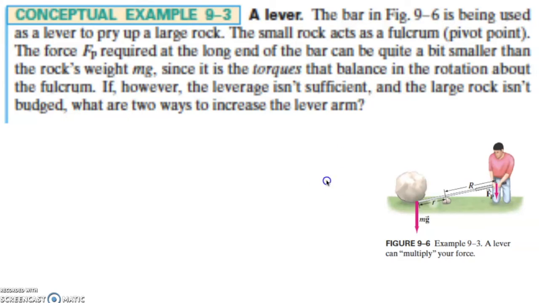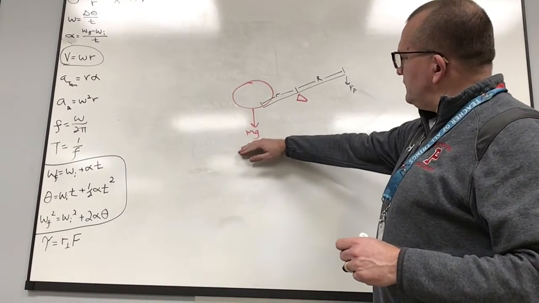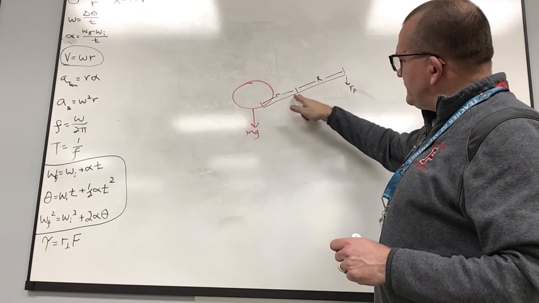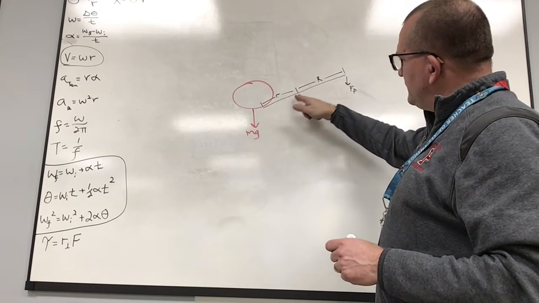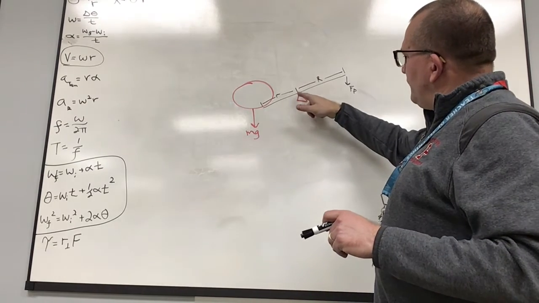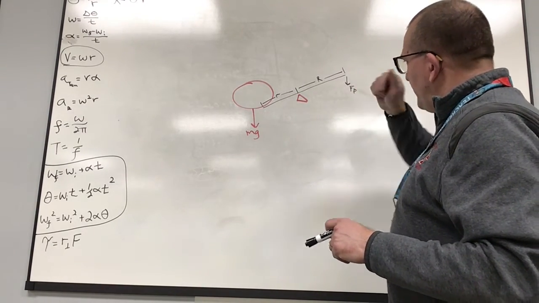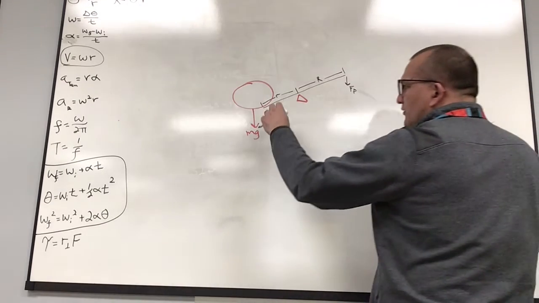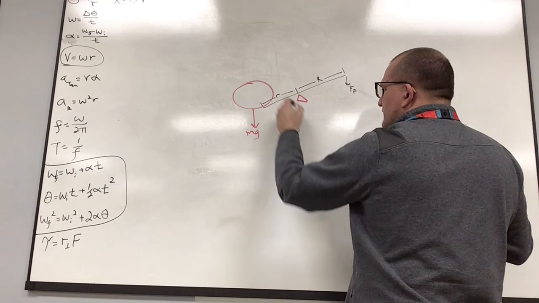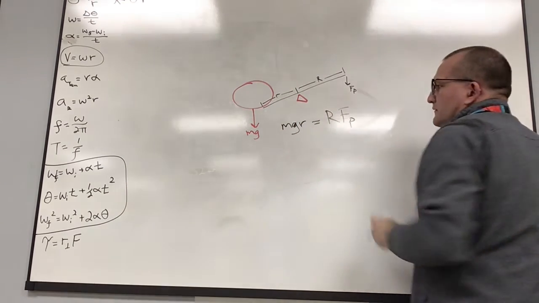All right, so here's our situation. We have the weight of the boulder, mg, times the distance from the one end of the pry bar, the lever, to the fulcrum, and then we have the other distance from the fulcrum to the person applying the force. So here's what we know. For this to work, mg times that distance r is going to equal r times FP.